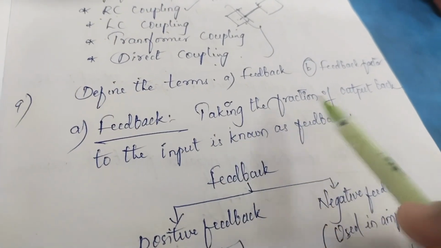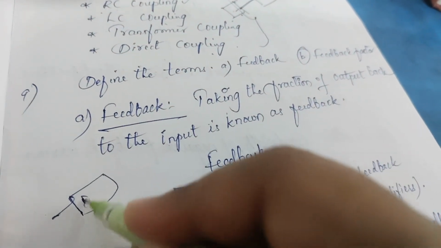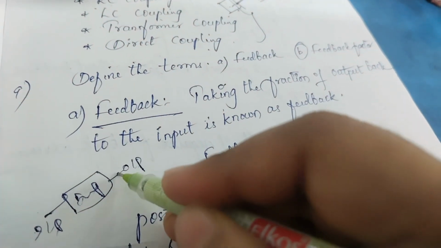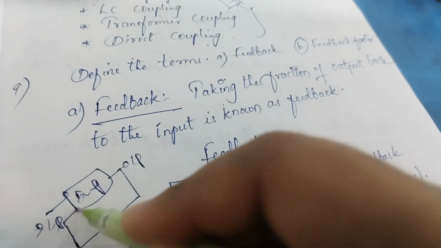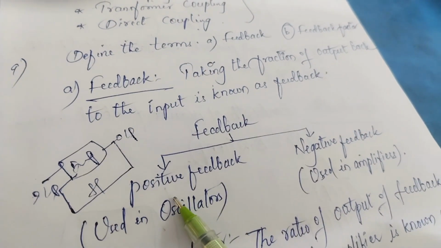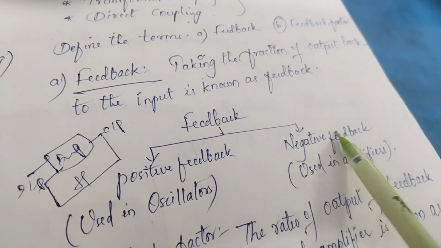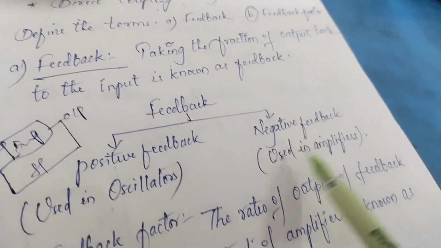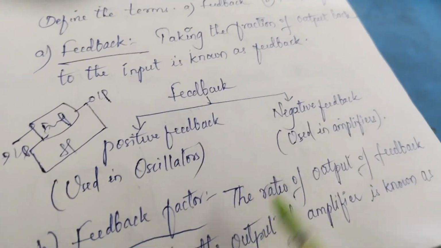Next we have: define the terms feedback and feedback factor. Feedback means taking a fraction of the output back to the input. If this is my amplifier, this is the input and this is the output, then taking a fraction of the output and giving it back to the input is called feedback. Feedback is of two types, positive feedback and negative feedback. Usually positive feedback is used in oscillators and negative feedback is employed in amplifiers.